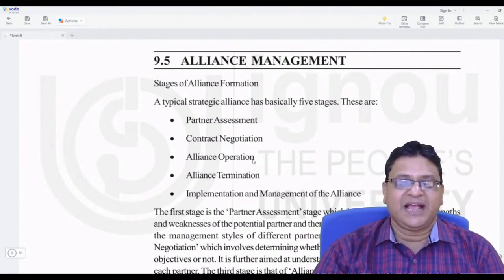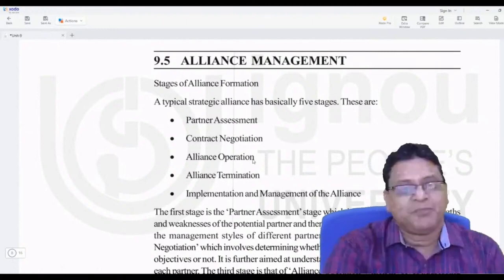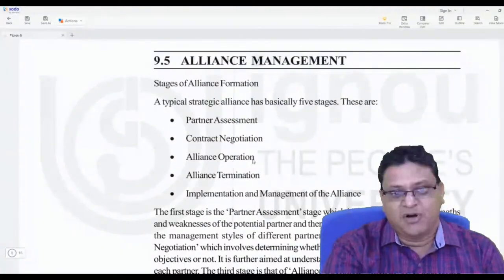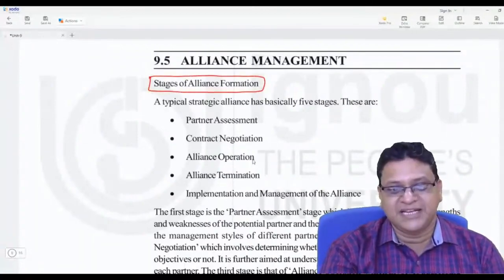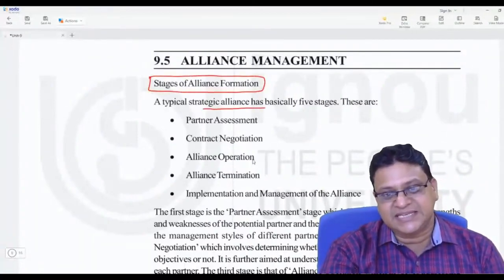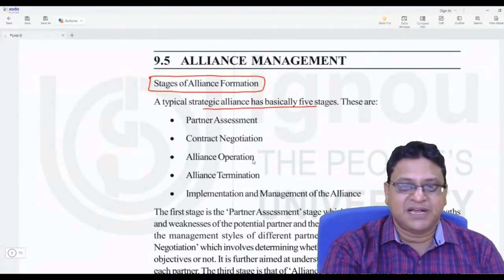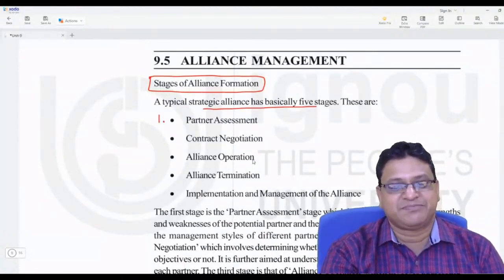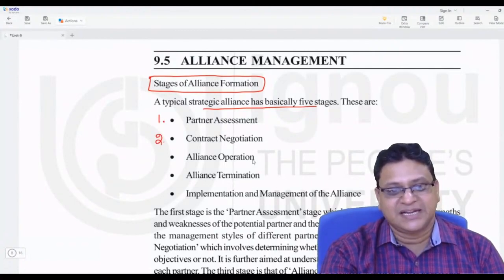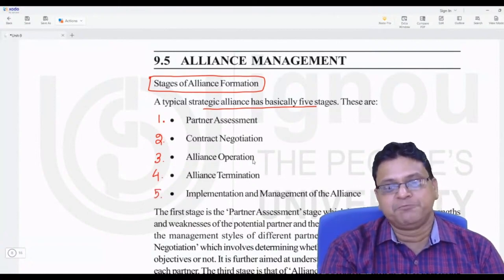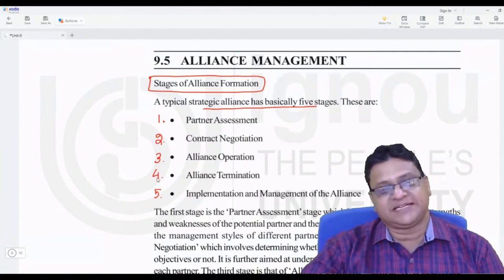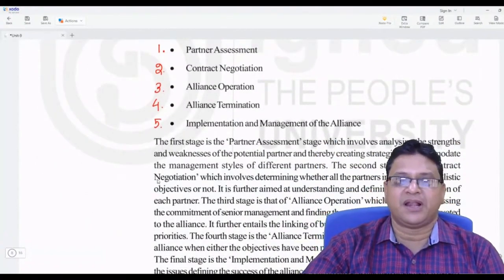Generally, there are the following 5 stages. These are stages of alliance formation. A strategic alliance has the following 5 stages. First one is partner assessment. Second one is contract negotiation. Third one is alliance operation. Fourth one is alliance termination. Fifth one is implementation management of alliance. So we'll discuss one by one.